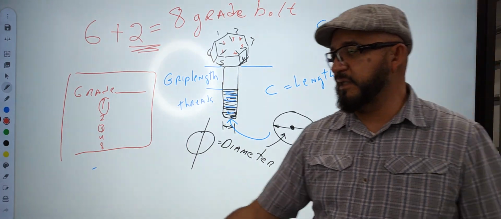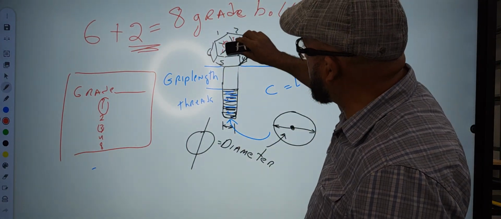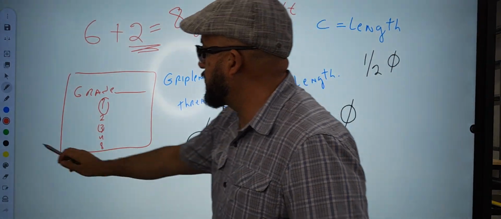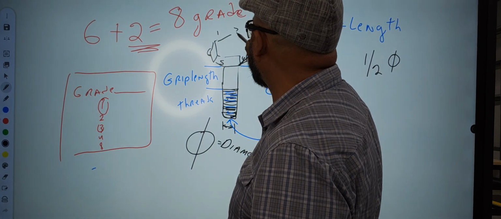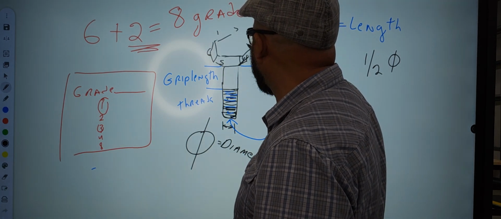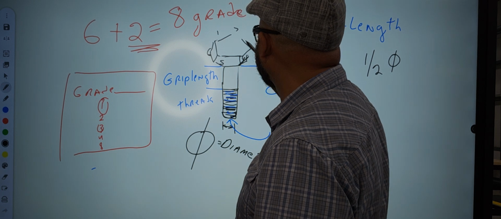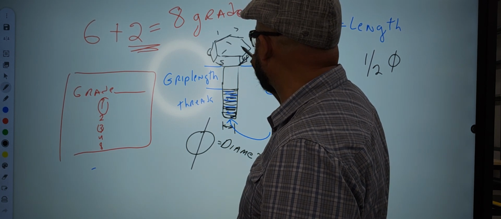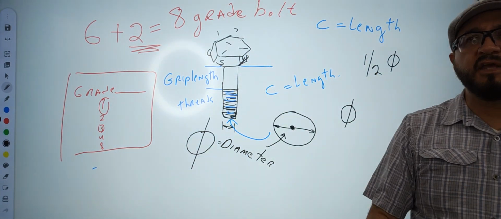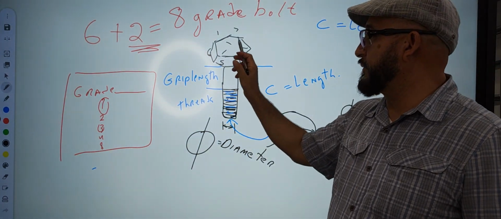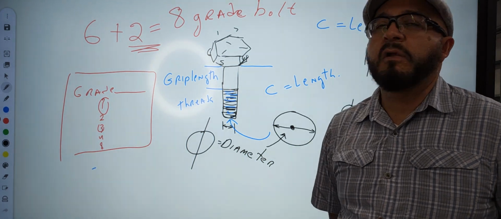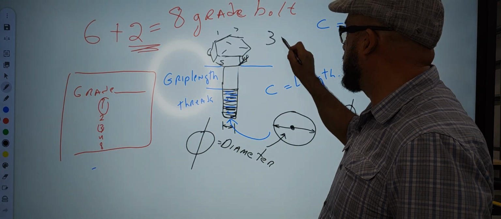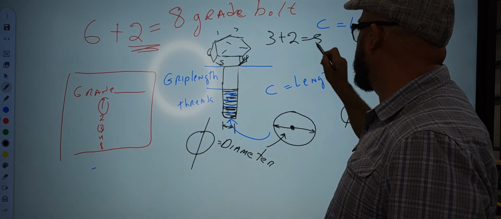So let's see if you guys understand this. You always add the number 2 to whatever markings you have. This is a hexagon right here, and you have these markings. Go ahead and write down what grade that is. You only have those 3 markings. Yep, it's a grade 5. You have 3 markings, 3 plus 2. It's a grade 5 bolt.